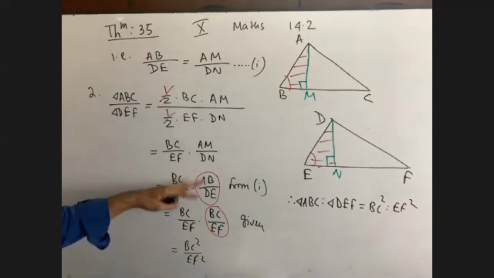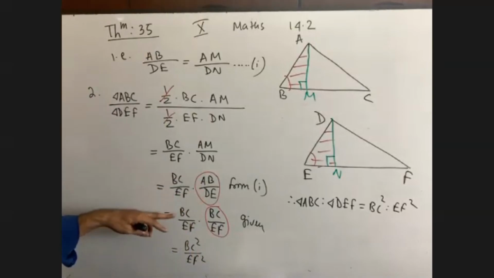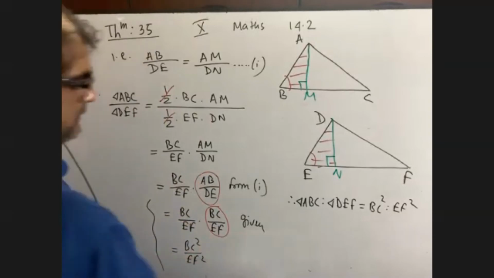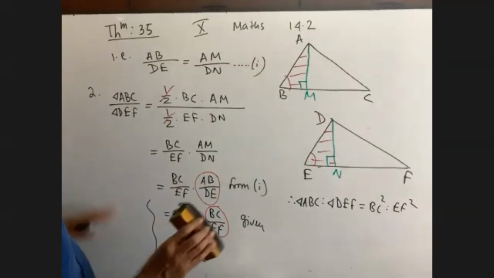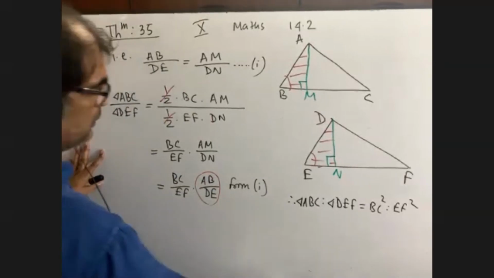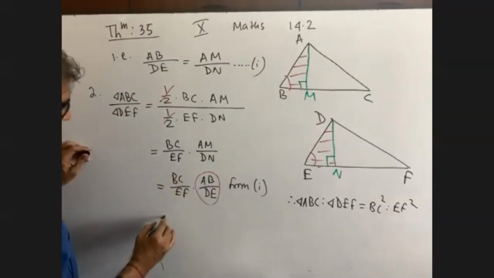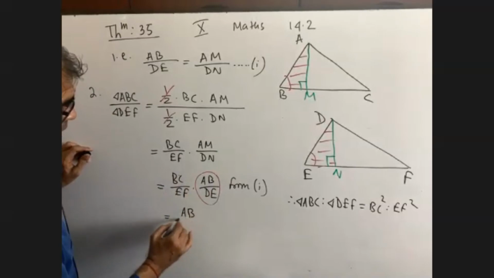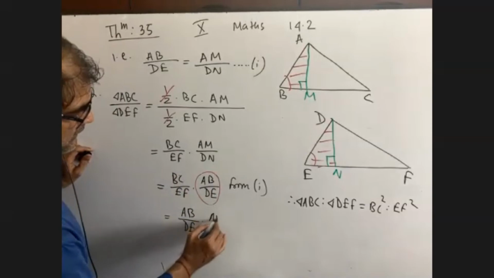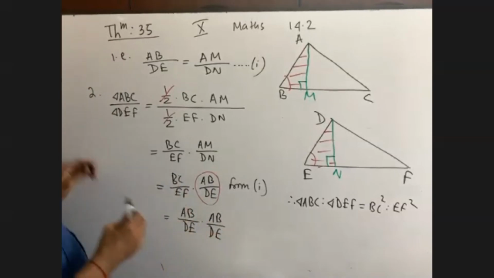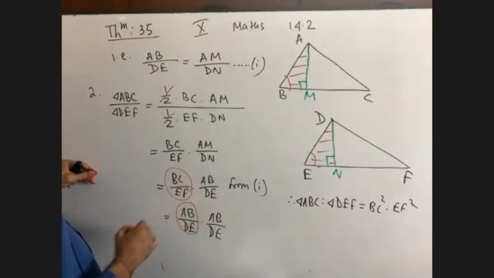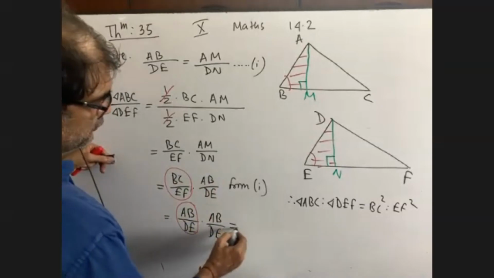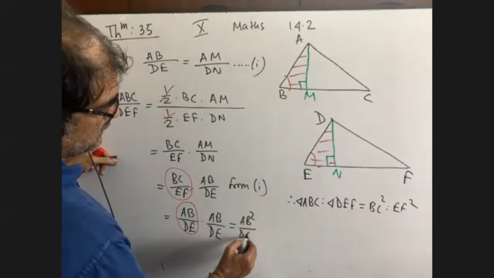Suppose it is told to prove AB square by DE square, not a matter. You write down here BC by EF, AB by DE. You can change it from here to get the proof. Suppose it is given in the question that you have to prove AB square by DE square. Then you write AB by DE into AB by DE, because in the particular enunciation it is given BC by EF is equal to AB by DE. And you see we are getting here AB square by DE square. So we can do it.